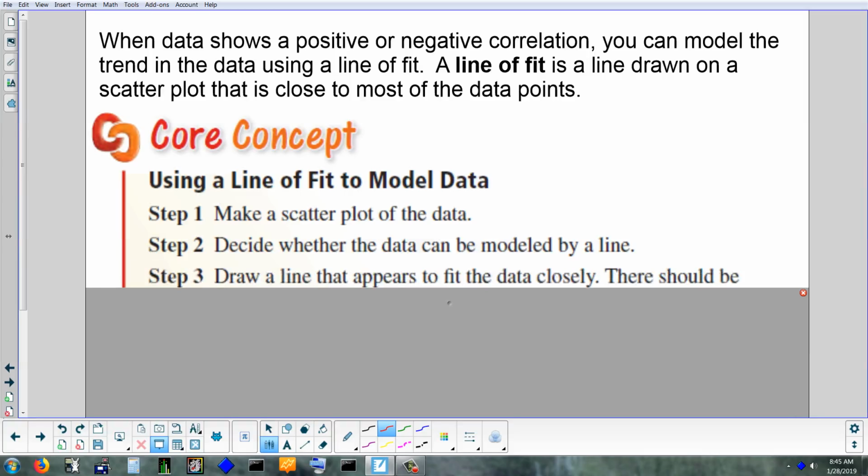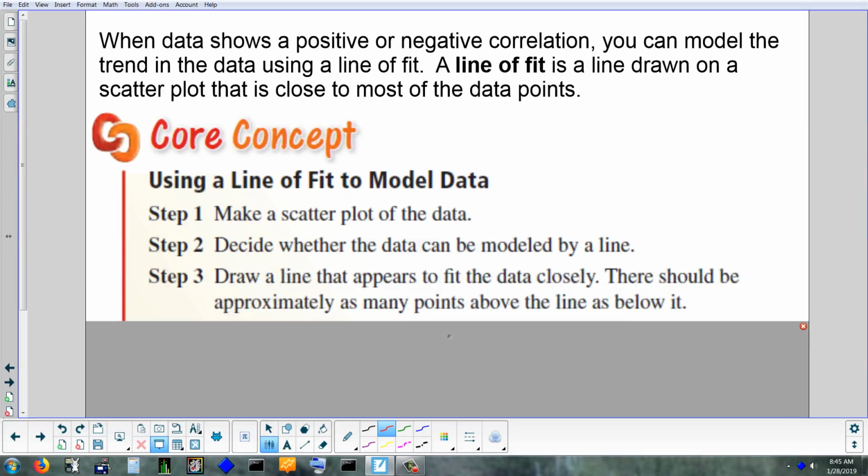Step three, draw a line that appears to fit the data closely. There should be approximately as many points above the line as below it. So when you draw your line, if it's a positive correlation, you don't want all the dots below the line. You don't want all the dots above the line. You want an equal amount on both the top and the bottom. All right?